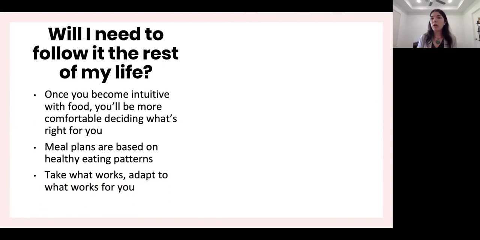But as your recovery process comes to an end, we always tell our clients, take what works, and you can also adapt what doesn't work for you. It's to make it something that does work for you. So again, some clients will continue to follow something that's similar to their meal plan, and some people might change it up a bit.